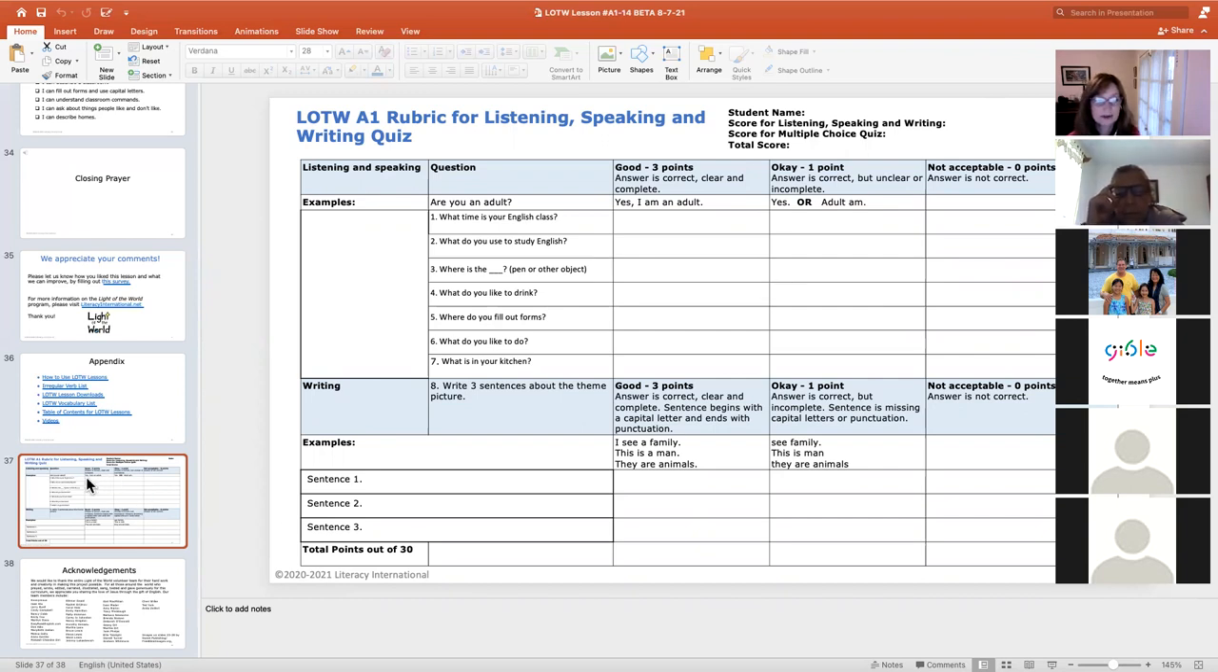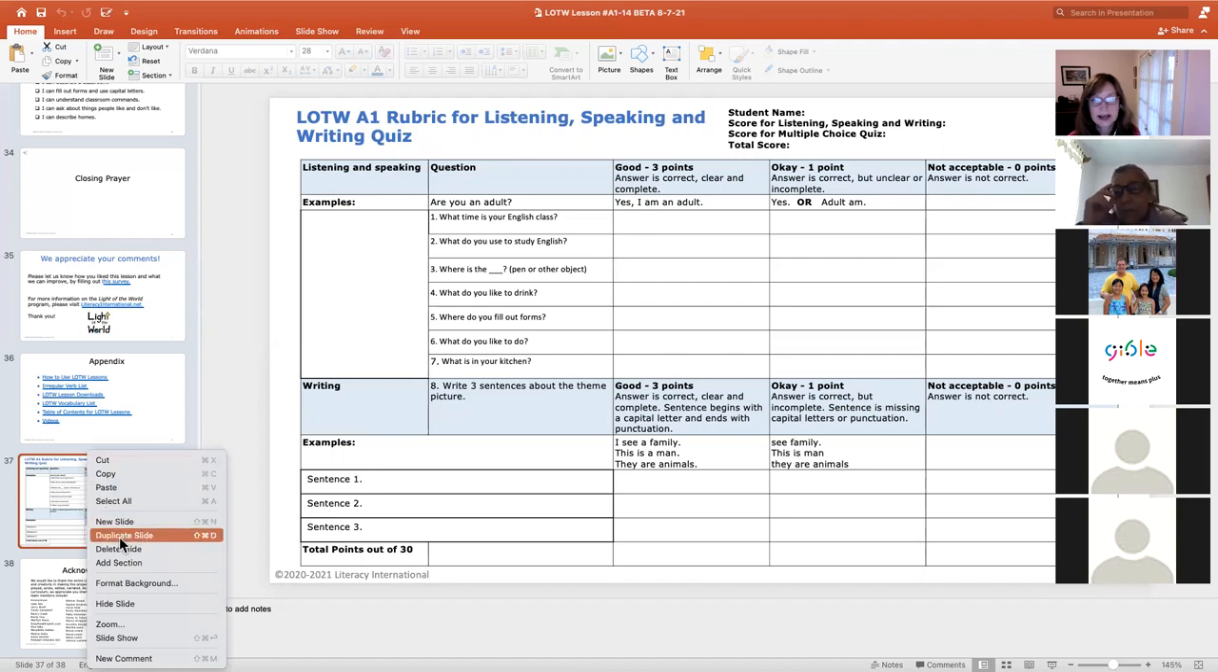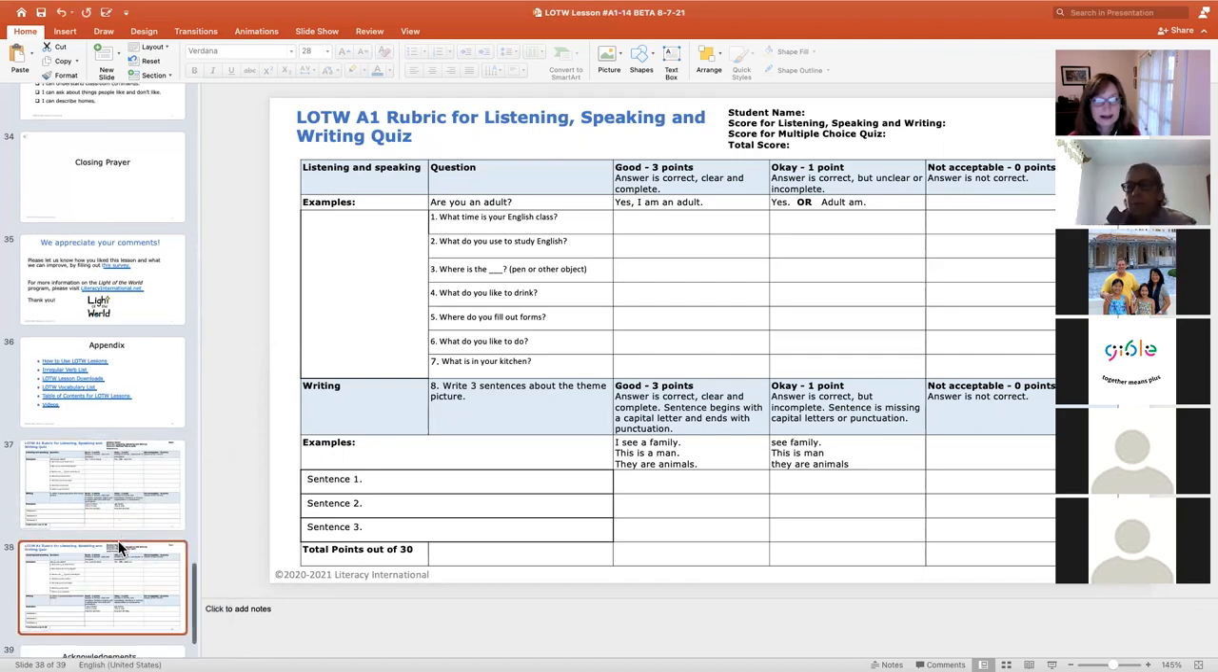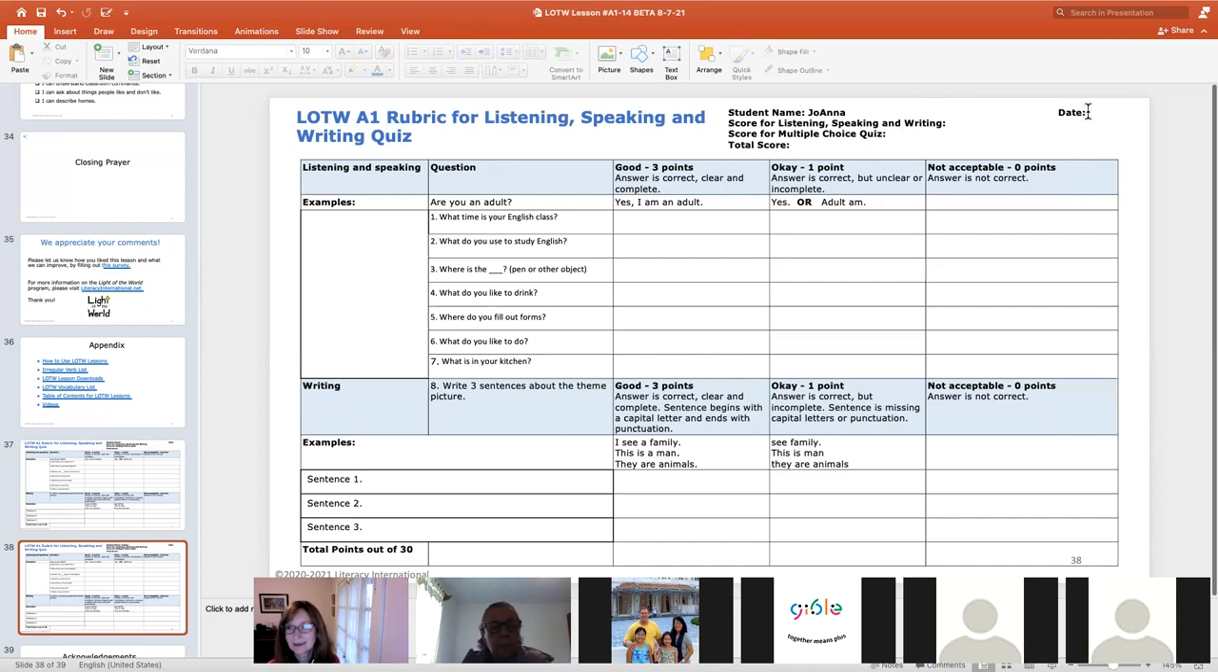So if you have, let's say, 5 students, you could duplicate this slide. I could just go duplicate slide, duplicate slide, duplicate slide 5 times. So I've got 5 copies of this. And then I would go ahead and put the student name up here. So we'll put Joanna's name up here as the student. And the date that we're giving the quiz is whatever today's date is. I think it's the 4th.